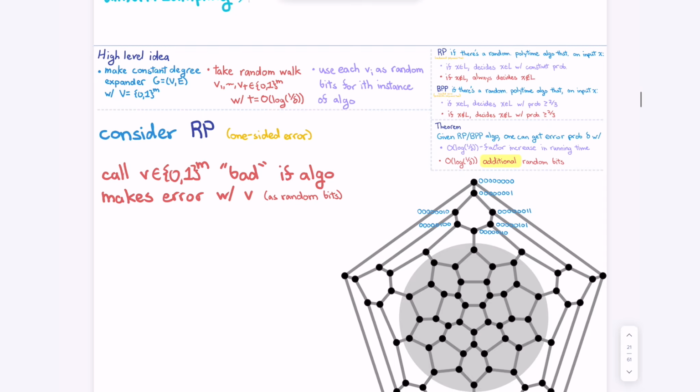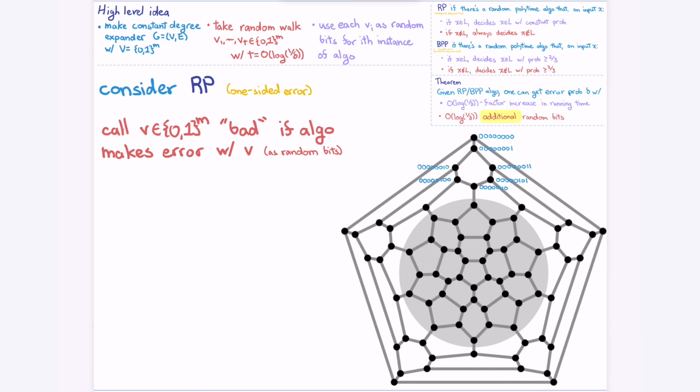Okay, good. So let's just assume such an expander exists for now, and talk about intuitively how to try to prove this for RP. So you have some language in RP, let's say the error is like 1/2 or something. Some of these vertices represent bit strings that make your algorithm make a mistake, and others are good. I'll call a vertex bad if the corresponding random bit string would cause an error.